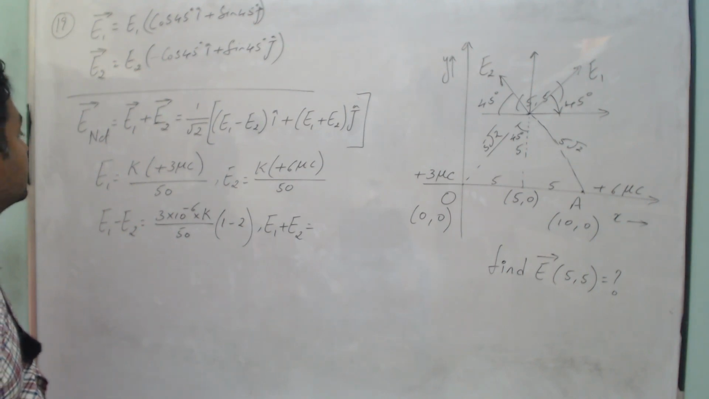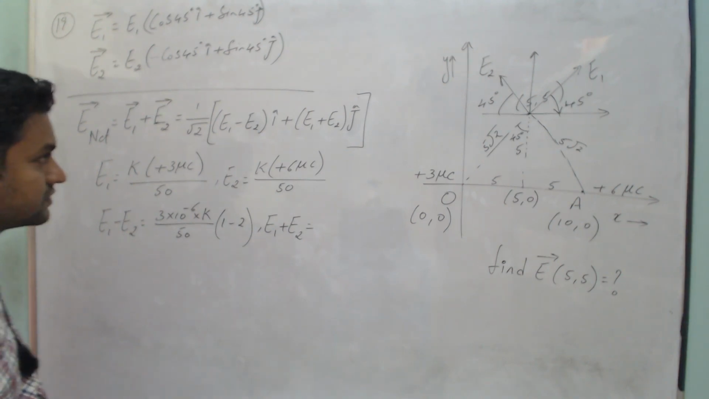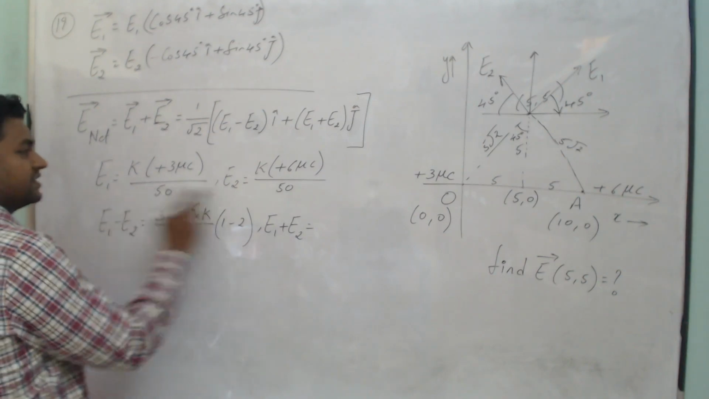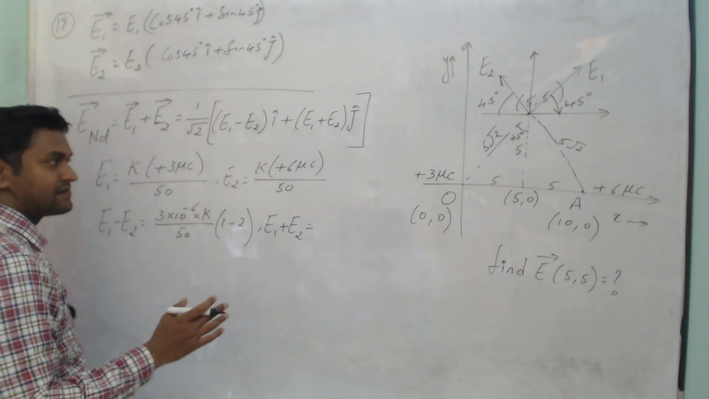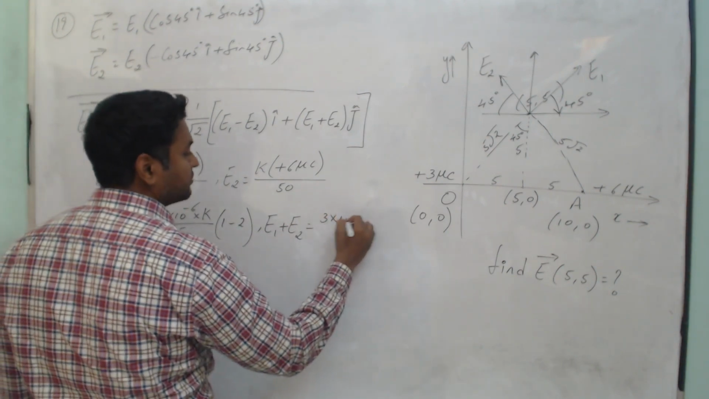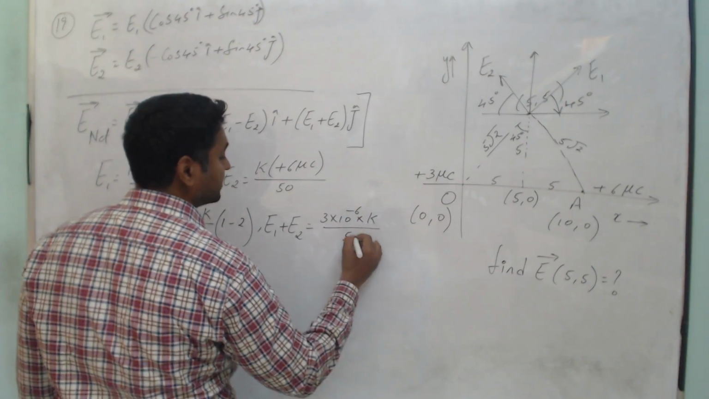Sir, sorry, but I still doubt how it can be 45 degrees. It depends, I'll come to that. See, we have E1 here, we have E2 here. We just have to add these two, right? Yes, sir. It will be 1 plus 2, divided by 50 into 1 plus 2.